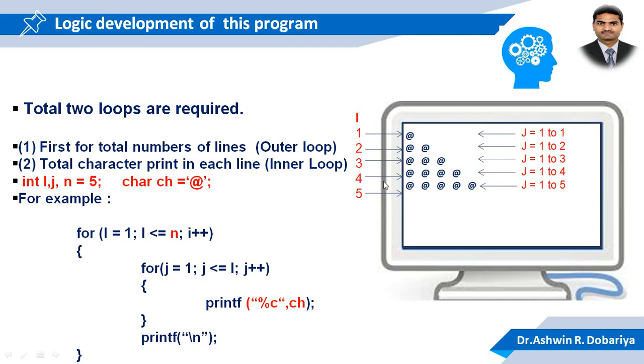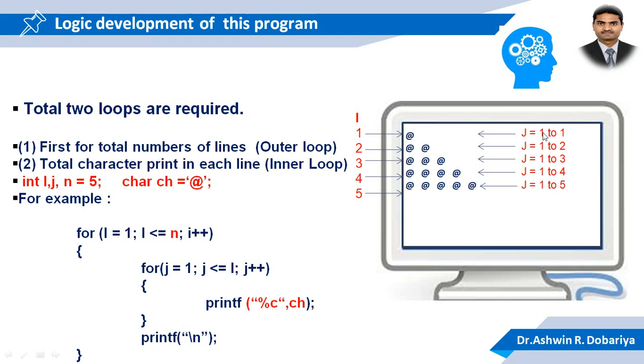Now very important is the inner loop. We know that in the first line we want to display only one symbol. In the second line we want to display 2 symbols. It means the inner loop counter variable, like j, will start from 1 and it will end at 1 because we want to print only 1. Then in the second line j will start from 1 and end at 2 because we want to print 2 symbols. Similarly, in the third line we want to execute the inner loop 3 times, so from 1 to 3. Similarly, the fourth line from 1 to 4 and the fifth line 1 to 5.